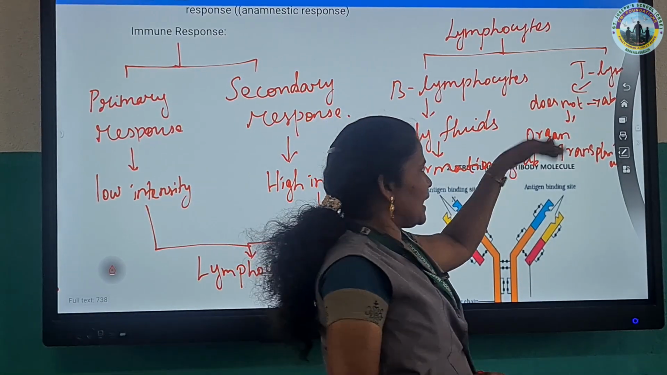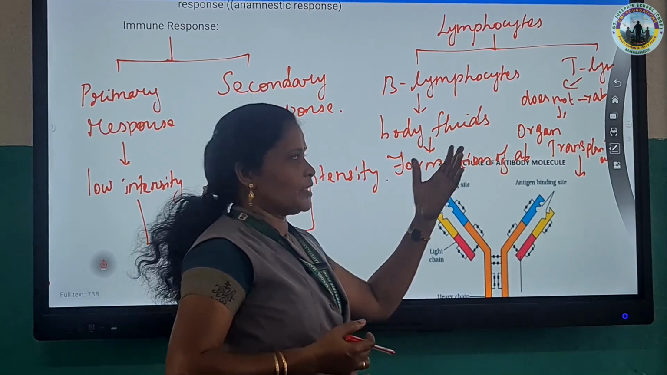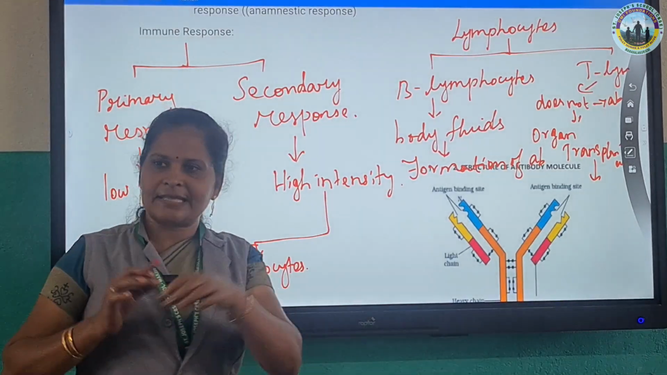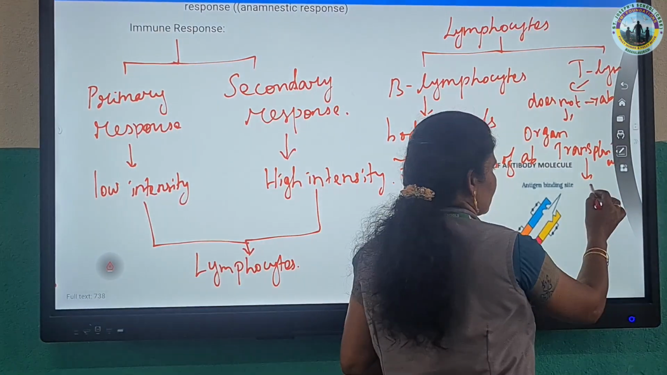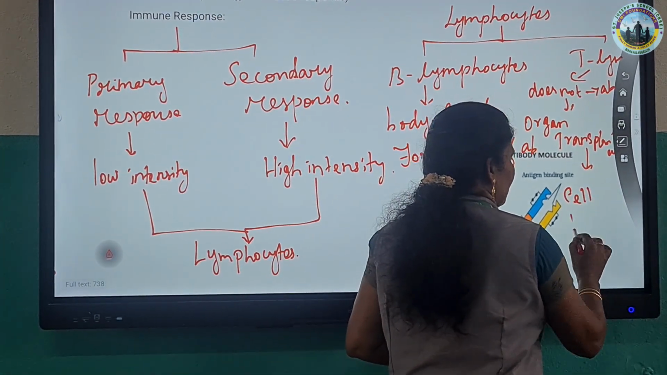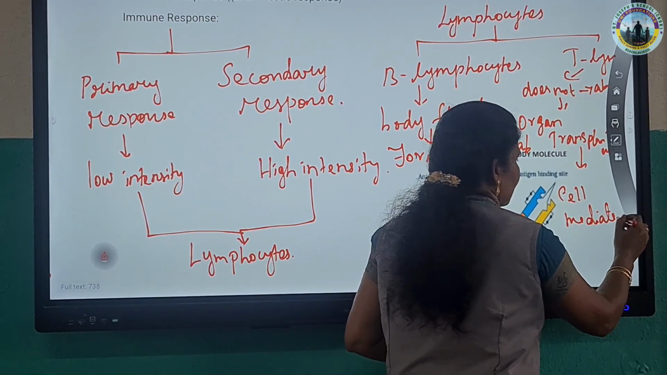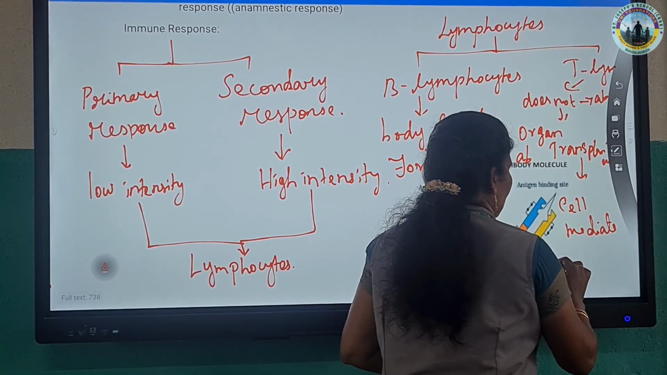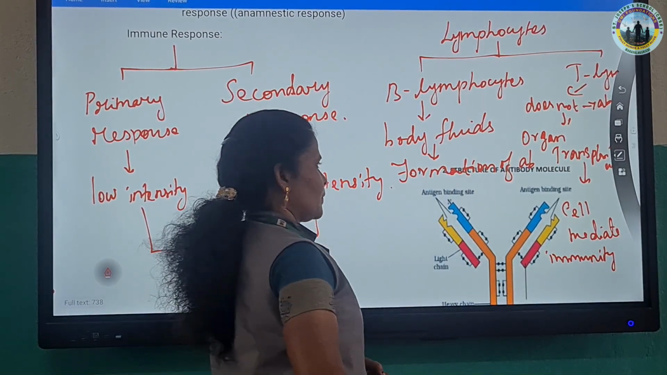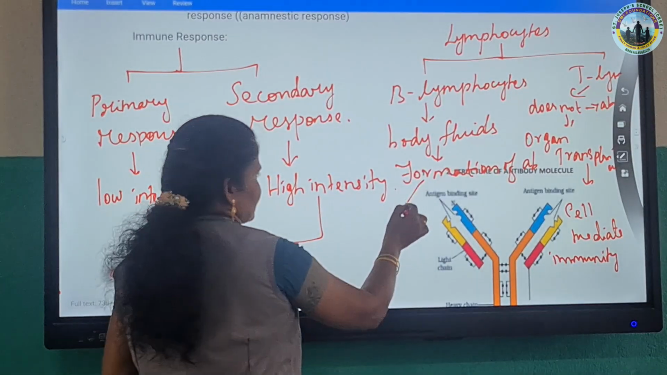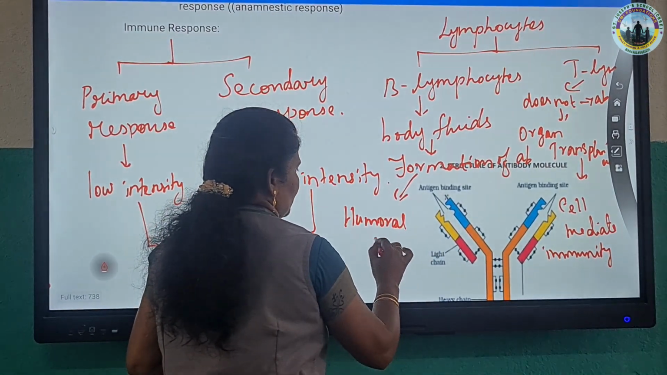The special feature of the T lymphocytes is that they are involved in organ transplantation and tissue matching. So for cells and organs, they perform those functions. This T lymphocyte is otherwise called cell mediated immunity. This B lymphocyte is otherwise called humoral immunity, the humoral immune response.